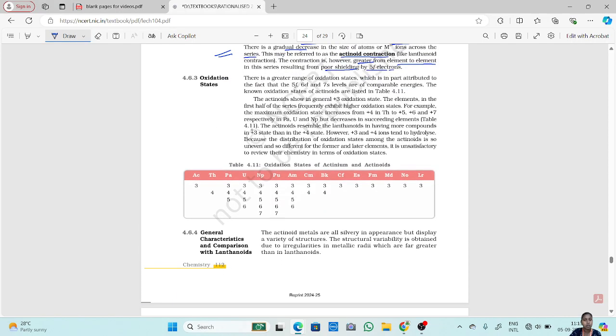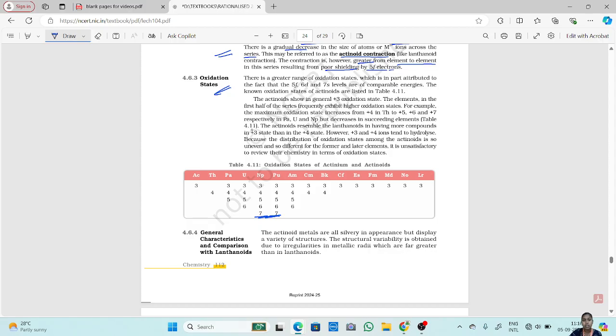Now, next is the oxidation state. There is a greater range of oxidation states, which is in part attributed to the fact that 5f, 6d and 7s levels are of comparable energies. The known oxidation states of the elements are given here. Here also the oxidation state can go up to +7.